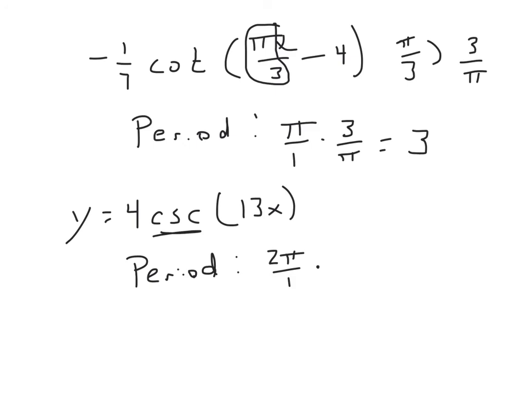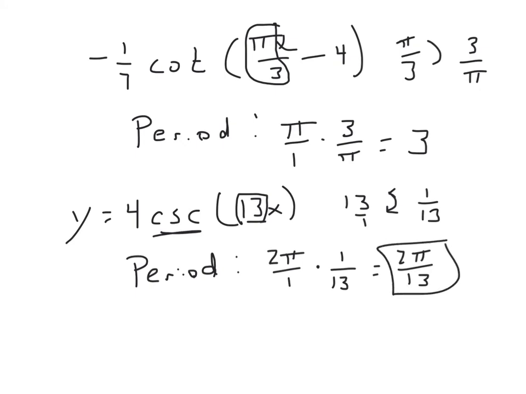So where am I looking for that? You guys tell me, where am I looking for this horizontal stretch or shrink factor? That's right, it's the number in front of x, which in this case is 13. So I'm going to flip that over, which gives me 1/13. So 2 pi over 1 times 1/13 gives me 2 pi over 13. That's the period. Okay, so I've given you an example of each one of these.